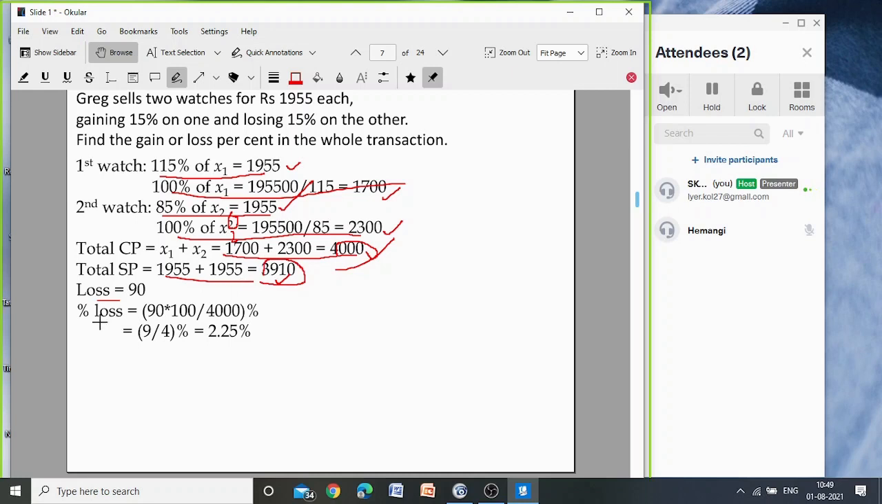And now you calculate the percentage as 90 out of 4000, what is the cost price? 90 out of 4000 into 100 for percentage. So these 2 zeros and this 90 with one 0, and these 3 zeros will cancel. You will get 9 by 4 or 2.25.